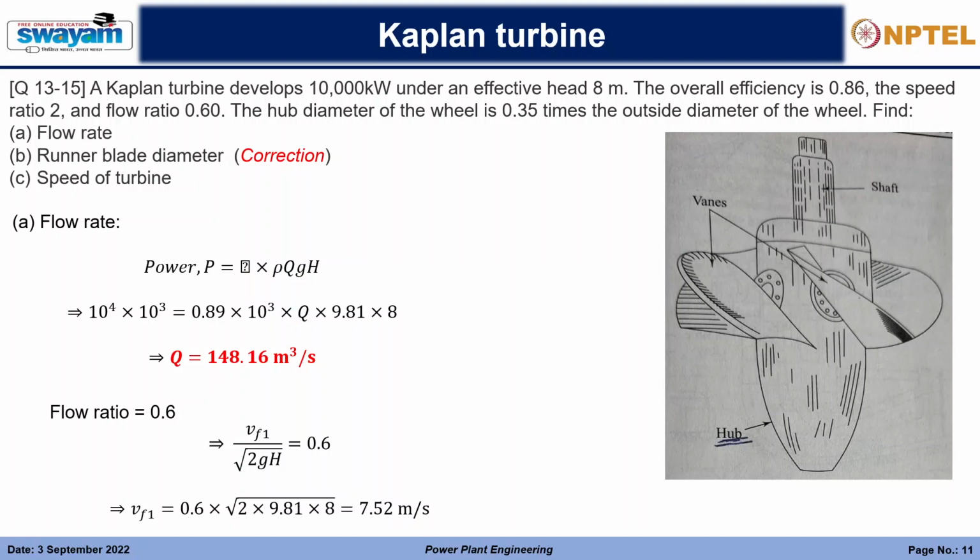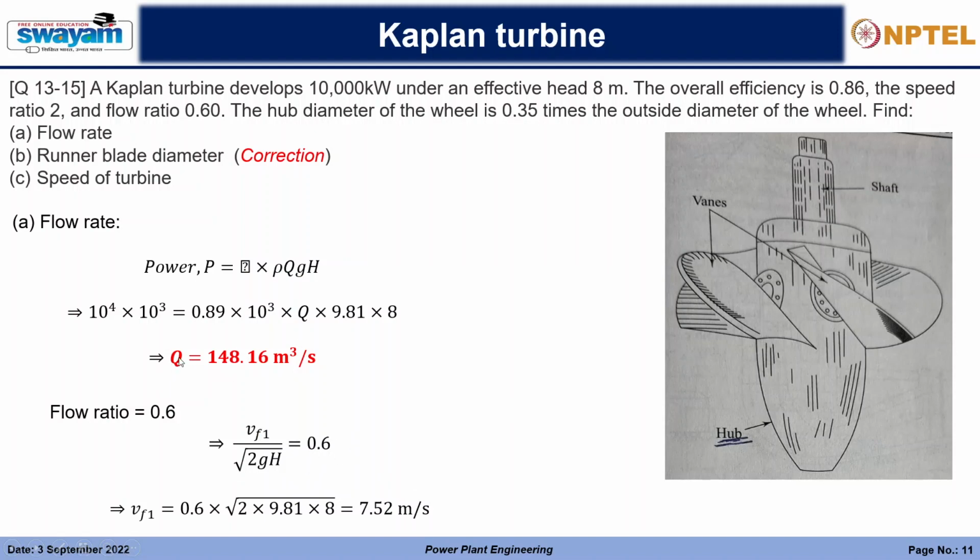Velocity of flow is actually the velocity of the fluid which is moving through the cross section between the runner blades. Here you can see that these are the runner blades. From here the fluid will be passing through this segment. So the velocity of the flow through this cross section is Vf1. This we find out as 7.52 by simply calculating this.